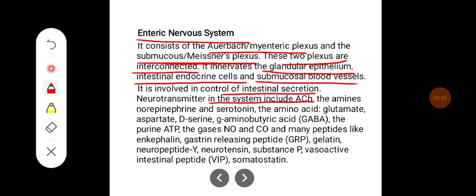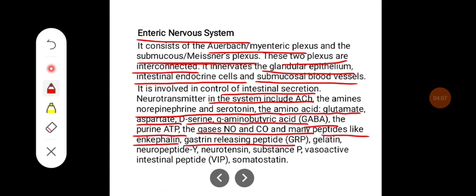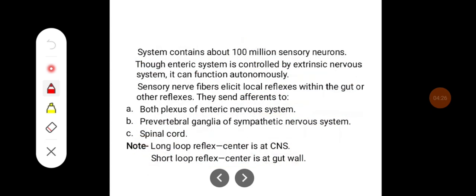include acetylcholine, the amines norepinephrine and serotonin, the amino acids glutamate, aspartate, D-serine, and gamma-aminobutyric acid, that is GABA, the purine ATP, and the gases nitric oxide and carbon monoxide, and mainly peptides like enkephalins, gastrin releasing peptide, galanin, neuropeptide Y, neurotensin, substance P, vasoactive intestinal peptide, and somatostatin. So these are the neurotransmitters involved in the enteric nervous system.